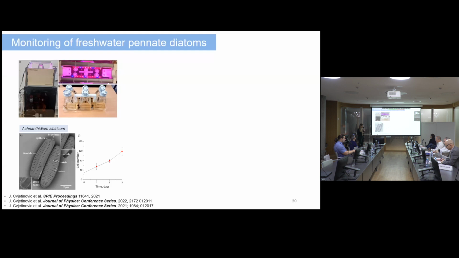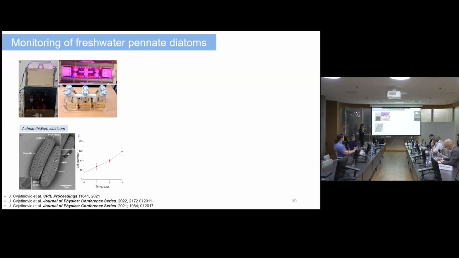First, for the purpose of cultivation of diatoms under control conditions, we fabricated a small bioreactor which consists of two main units. It consists of the control unit, which allows us to regulate the temperature, the light intensity, and the day-night regime. And also it consists of this growth chamber inside which flasks with diatoms are located.